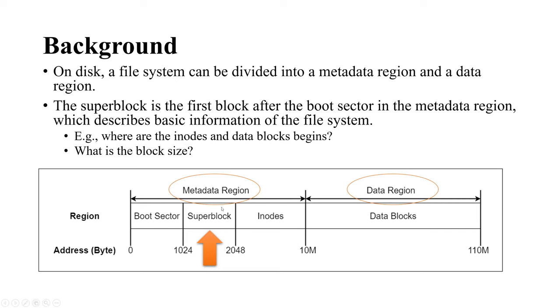The super block is the first block after the boot sector in the metadata region. It describes the basic information of the host file system. For example, where the inodes begin, where the data blocks begin, the offsets of these regions, what the block size is, and a lot of other metadata of the whole file system.